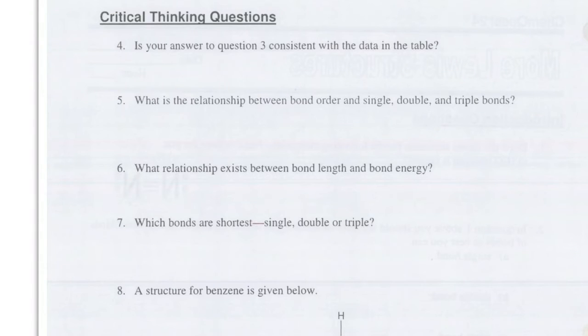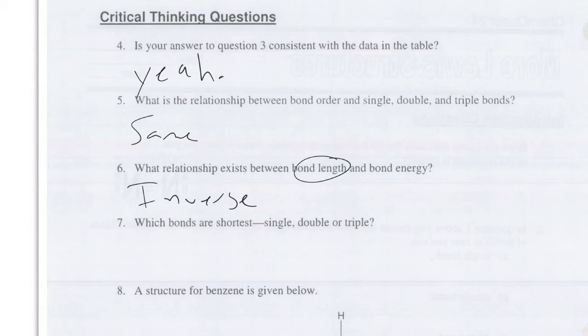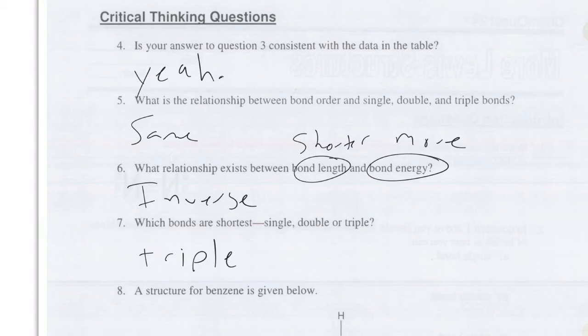Okay, so it says is your answer to question 3 consistent? Yeah, it is, because that one had the most amount of energy to break it. So the relationship between bond order and single, double, triple, they're the same, right? These are the same thing. But bond length and bond energy are inverse. So as this gets shorter, it takes more energy to break them. Which bonds are the shortest? The triple bonds, which you would expect. Like the more bonds you have with something, the closer you are.